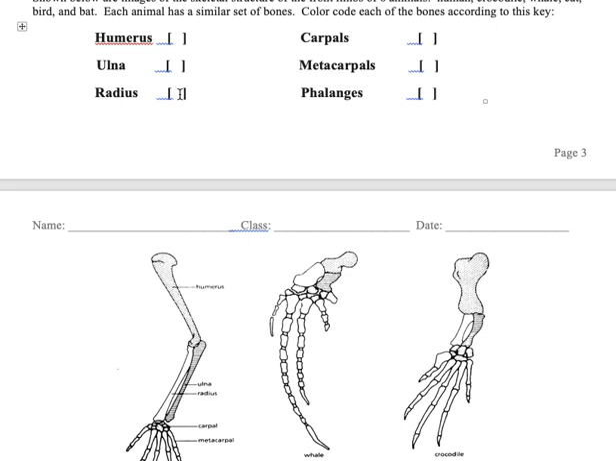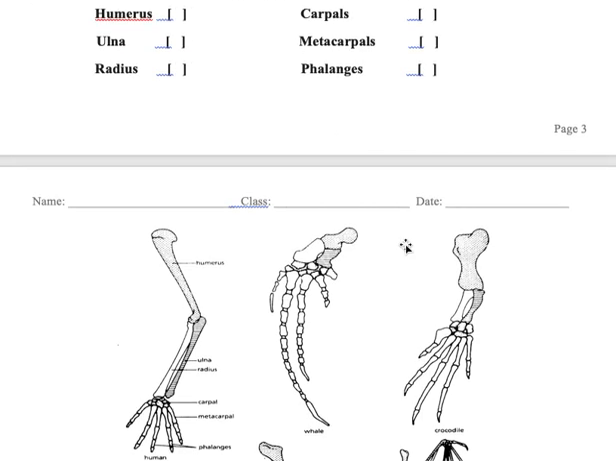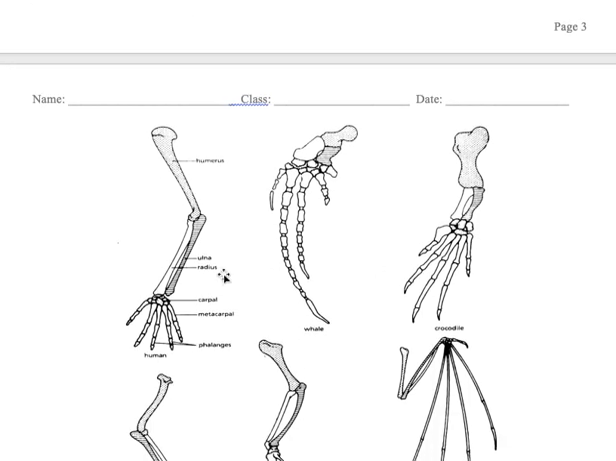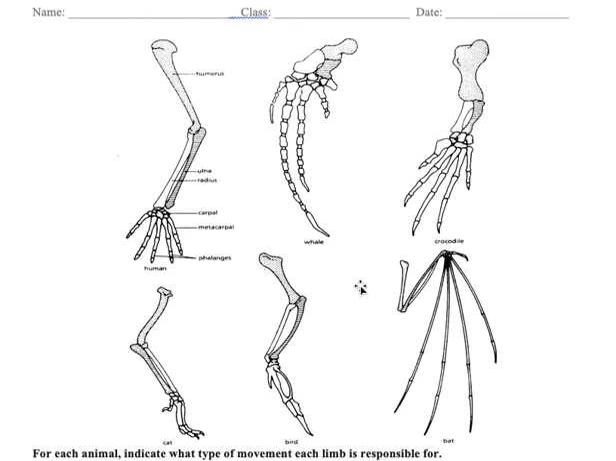So let's say you color your radius red. Okay. Let's look at the carpals. You have carpals in the human arm in this area. Here are your carpals. In the whale, these bones in this section are your carpals. In that area, all those little small bones are carpals. In your crocodile, these are your carpals. The carpals in the cat are right in this location.